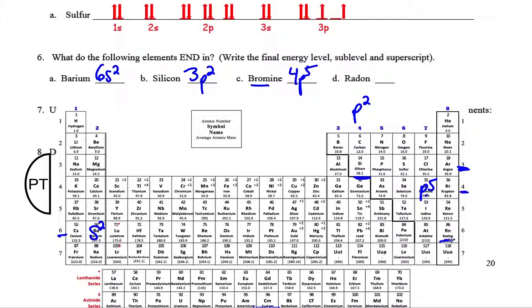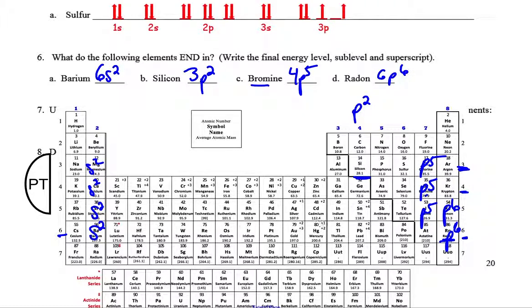And radon is right there. This is in the P6, and it's the 6th row of the periodic table. So it's 6p6 right there. So you should be able to predict what everything ends in. And remember, if this ends in S2, so does this one, and this one, and this one. If this ends in P5, so does this one, and this one. If this ends in P6, so does this one.